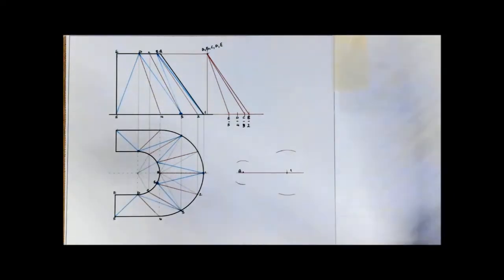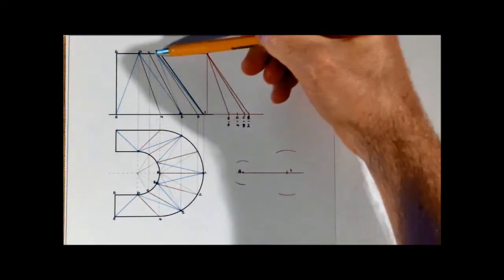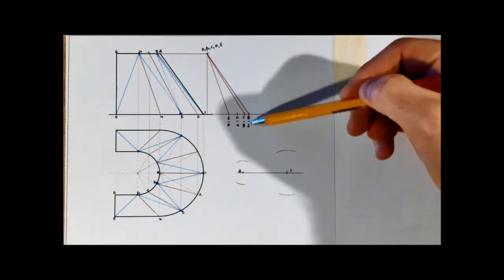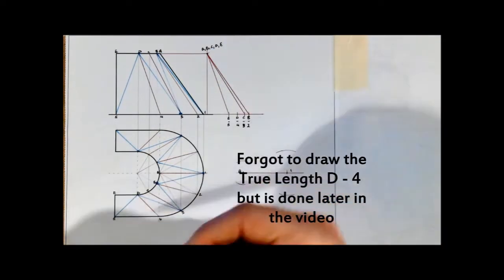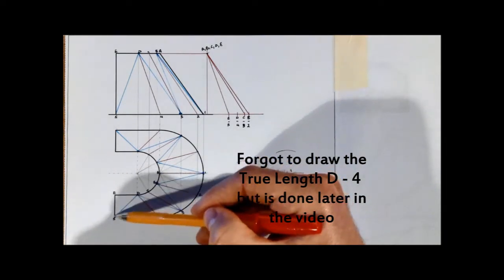Okay, as you can see, now we have all the true lengths for every element there. A to 1, which as I said we already previously had, and we've worked out B to 2, C to 3, D to 4, and one I actually just left out as well was E to 5.